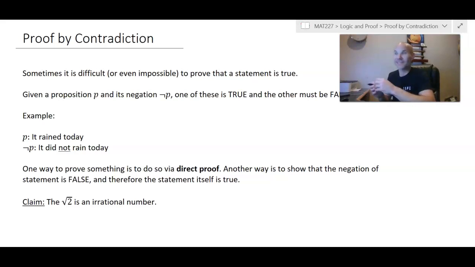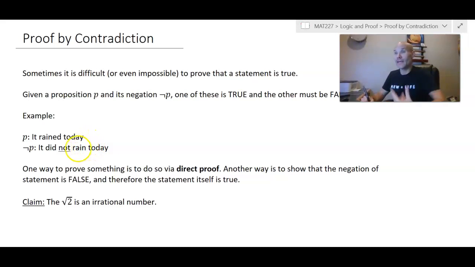If rain droplets hit the ground, it rained. If no rain droplets hit the ground, it did not rain. So we can prove that it rained today. The way we could do this is we could go outside and say, hey, look, there's water on the ground and there's water coming from the sky. It rained today. Another way to prove this statement, it rained today, that is true, is by assuming the opposite.